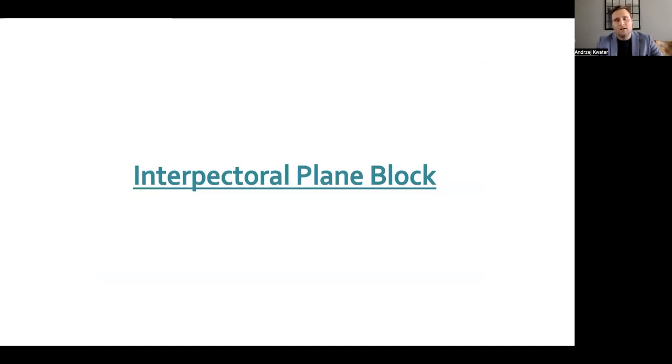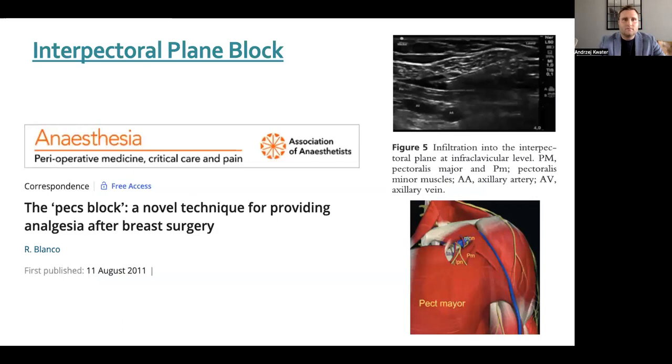So now moving on to the anterior lateral chest wall. So we're going to be first talking about the interpectoral plane block. So this was initially termed the PEX block or PEX 1 block. So this was first described by Blanco in 2011. This block was utilized for patients undergoing breast surgery, and patients experience very effective analgesia following these blocks. And so this is how this got adopted as a technique for providing analgesia of the chest wall.